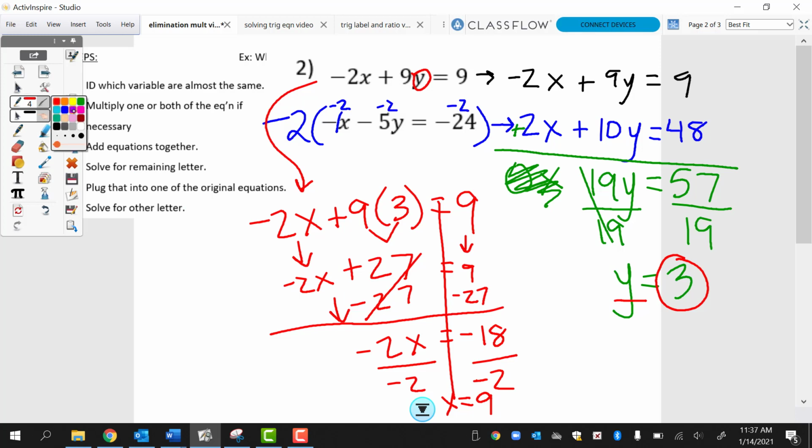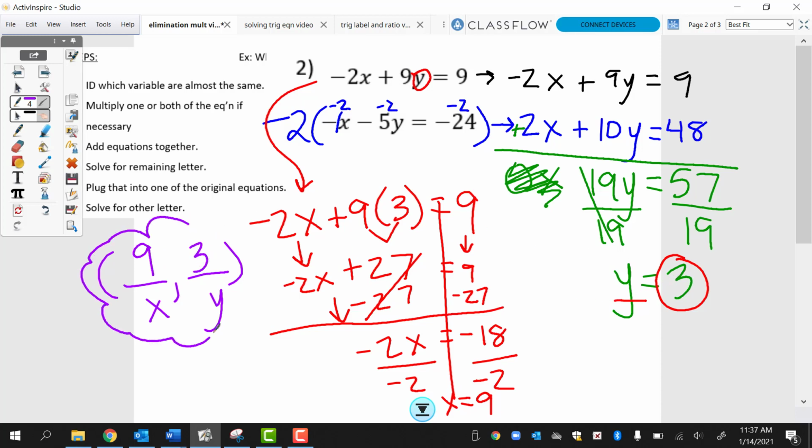Last step, I have to write my answer in parentheses. X goes first, y goes second. So what was my x number? I have x equals 9, so 9 goes first, and then 3. And that's my answer.